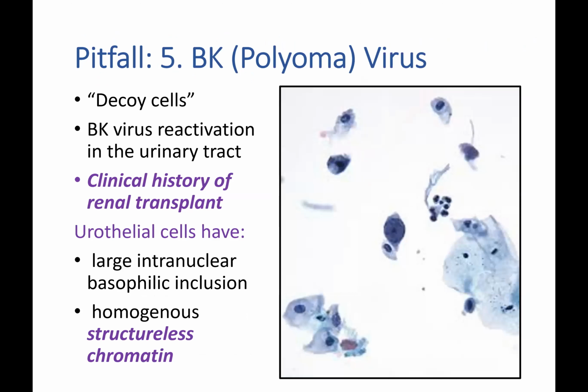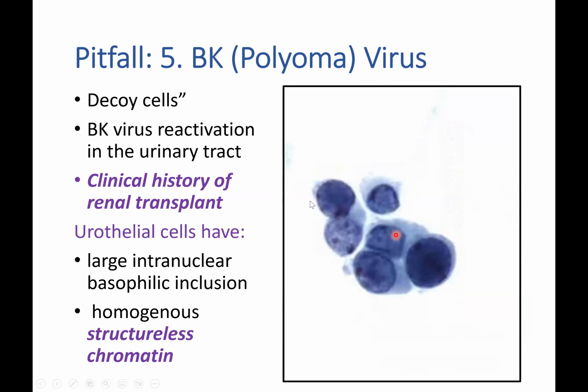Another well-known but nevertheless common pitfall are the decoy cells of polyoma virus infection. Of course, a clinical history of a renal transplant is very helpful. You see the urothelial cells have large intranuclear inclusions, which are basophilic. And you can see at high power a rather homogeneous, structureless chromatin. Sometimes it has a spidery appearance.